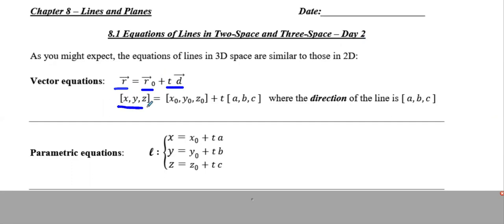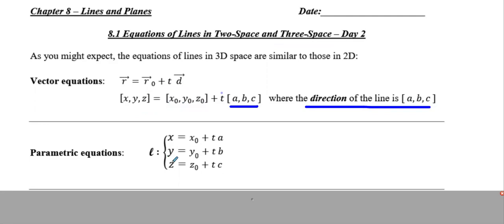So you have in component form the three components now because we're referring to three space, x, y, and z axes. You still have a position vector to a specific point in three space. Still have a parameter t. And now we have a direction vector in three space. All right. So the direction of the line is a, b, and c.